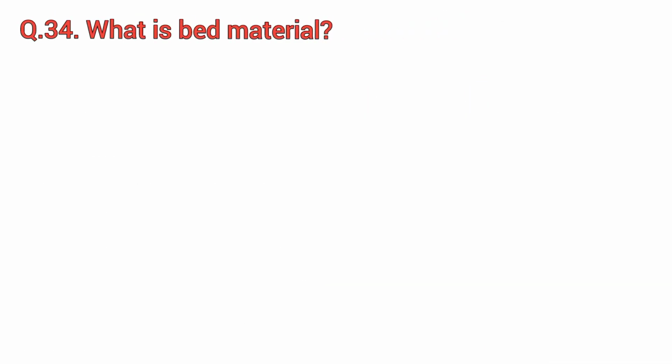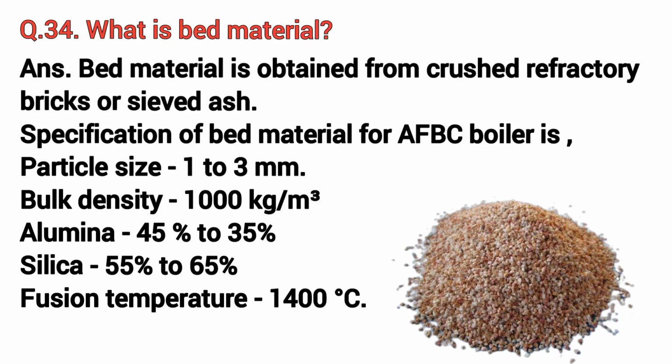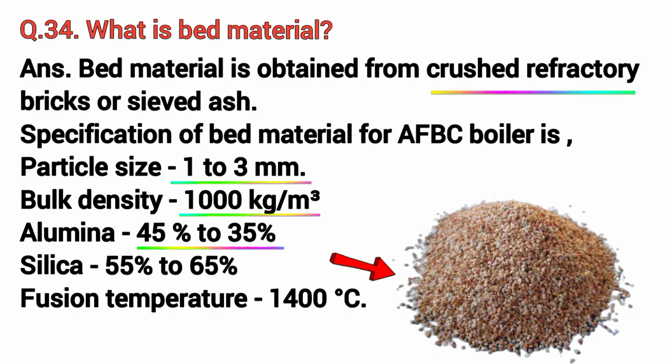What is bed material? Bed material is obtained from crushed refractory bricks or sieved ash. Specification of bed material for AFBC boiler is particle size 1 to 3 mm, bulk density 1000 kg per cubic meter, alumina 45% to 35%, silica 55% to 65%, fusion temperature 1400 degrees Celsius.